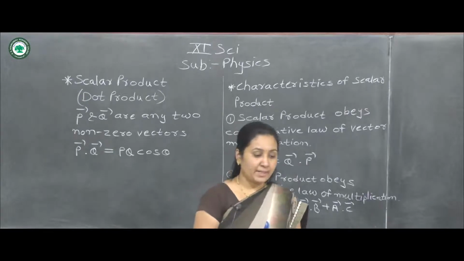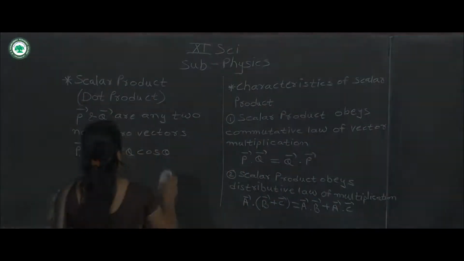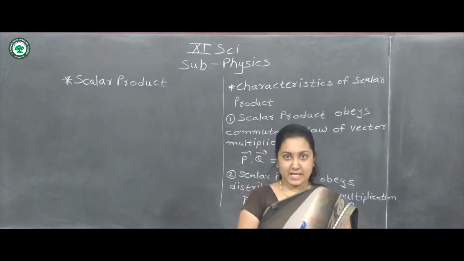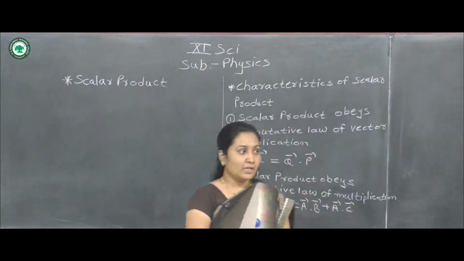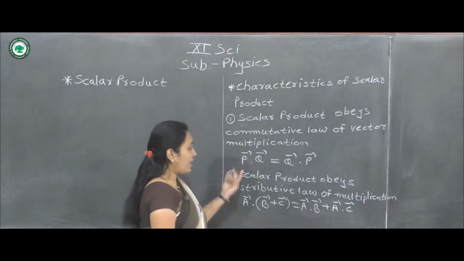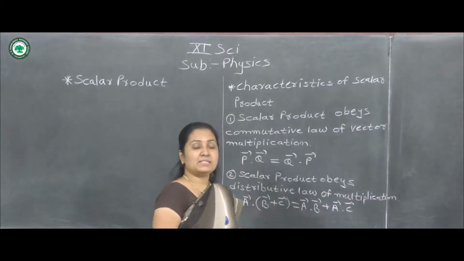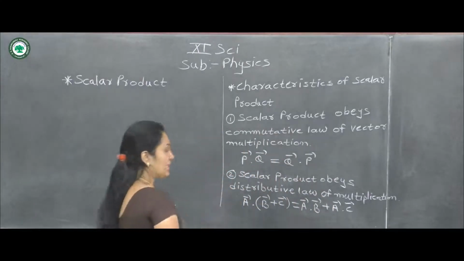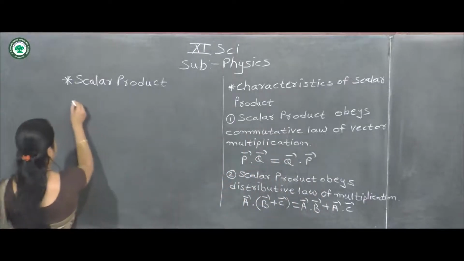Now the next property: there are some special cases of the scalar product. If there are different values of theta, then the scalar product also changes. So next is special cases of scalar product.